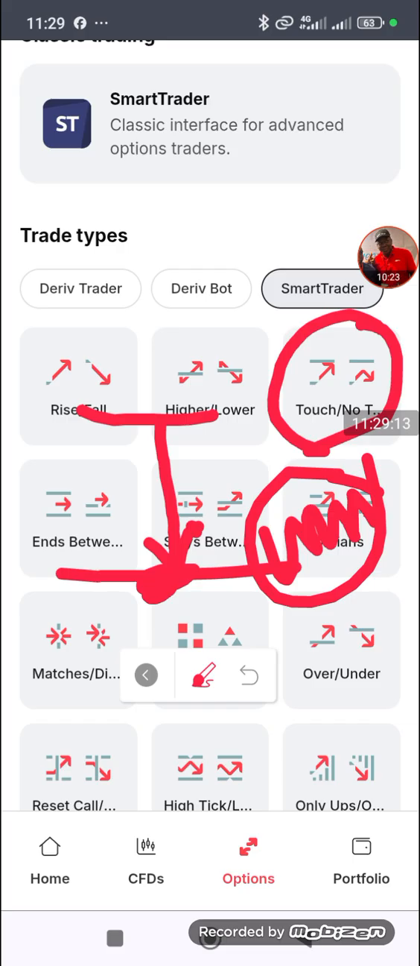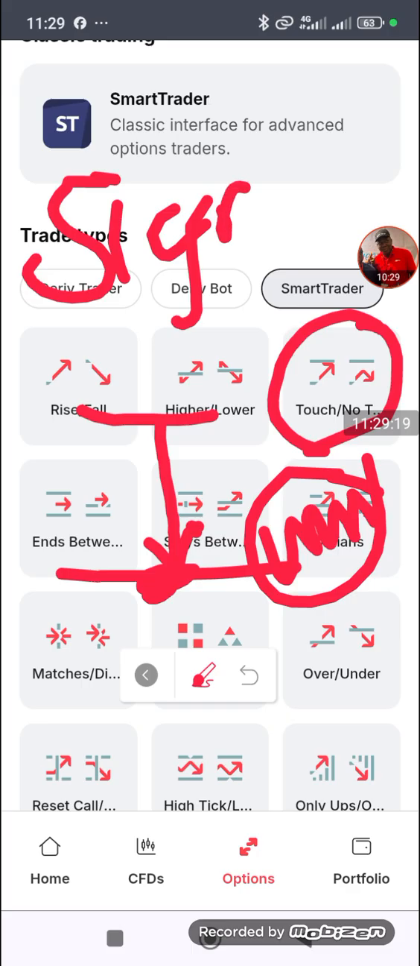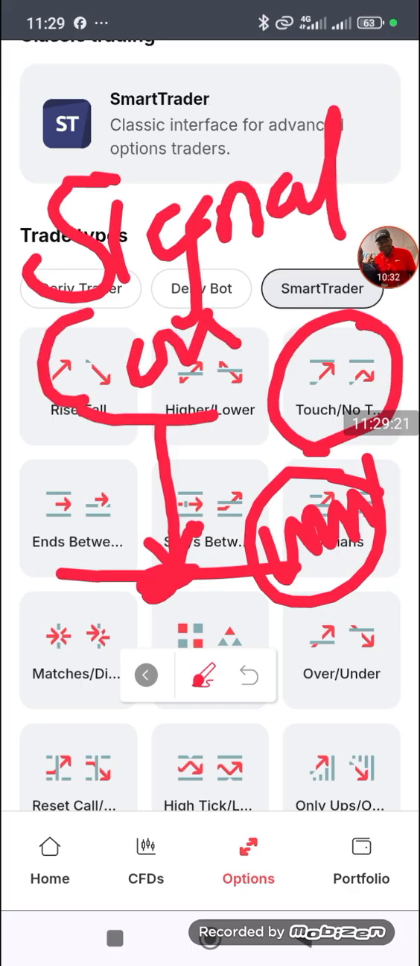That's why there is touch. Touch is still based on direction, so there must be a signal. There must be a signal, there must be confirmation, and then there will be entry. So there is a process. If there is no signal, there is no trade.